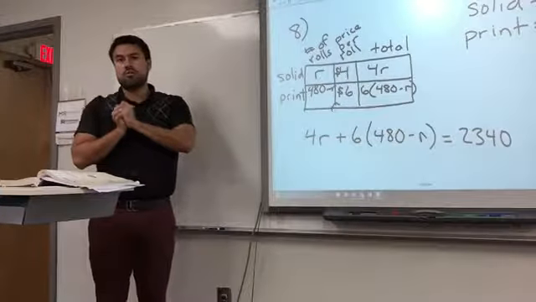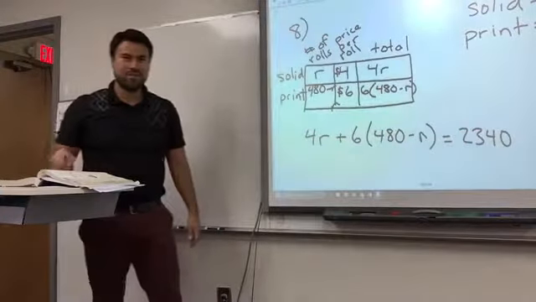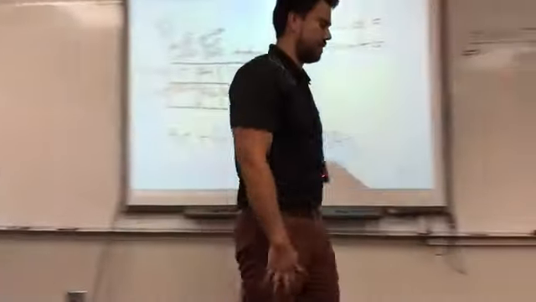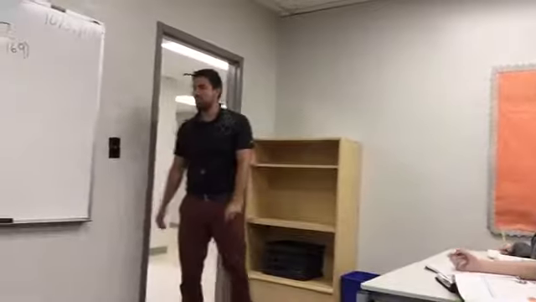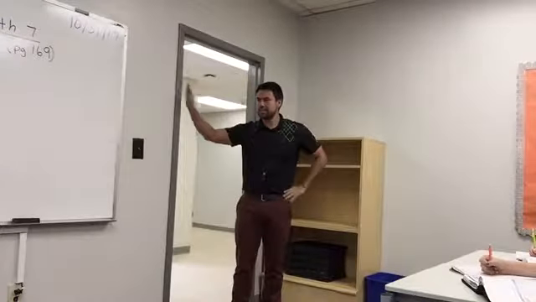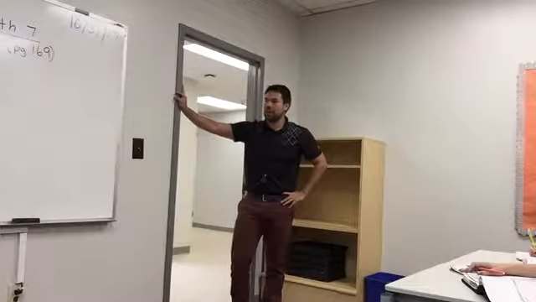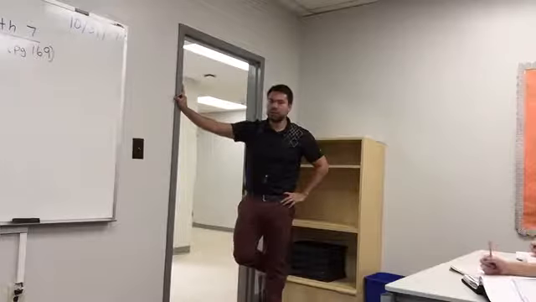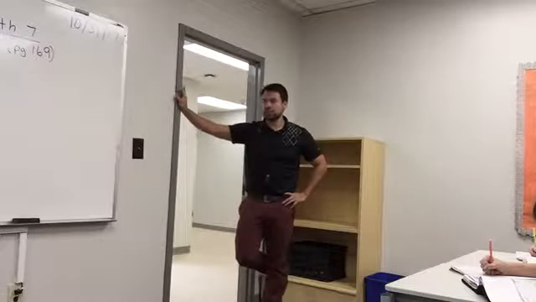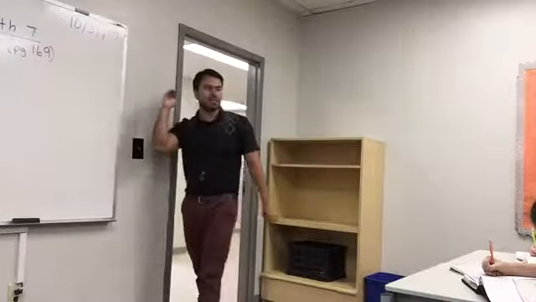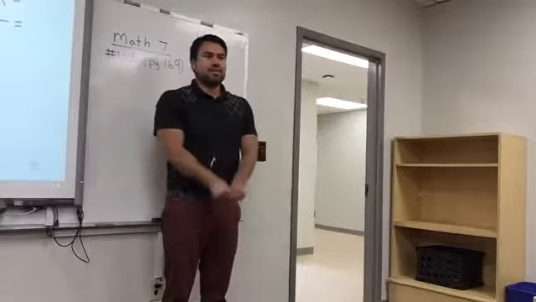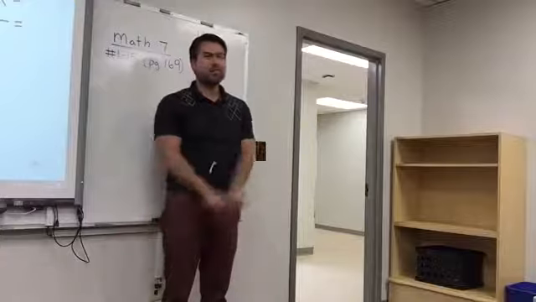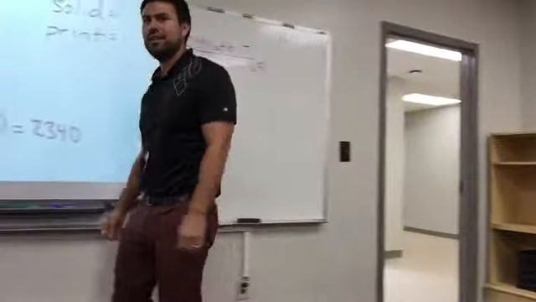Solve for R. That's your job. So that's 4R plus 6 times, in parentheses, 480 minus R, and that equals 2,340. Go slowly, go carefully, you can do this. Let's take it one step at a time here. This is the meat of the problem. Ask questions if you have them. It's okay.